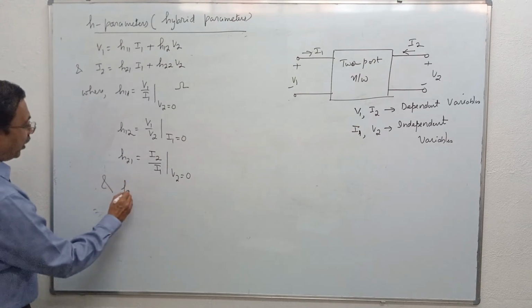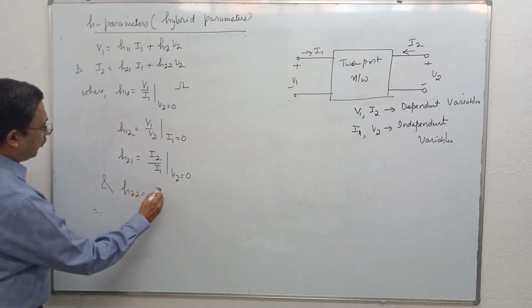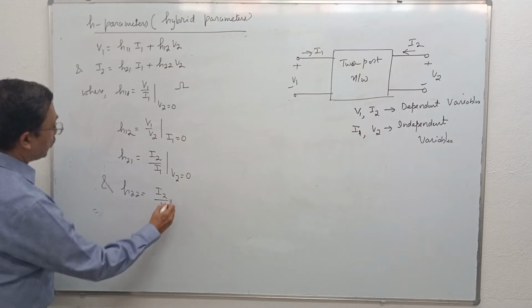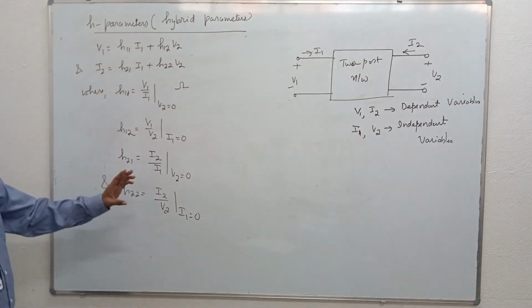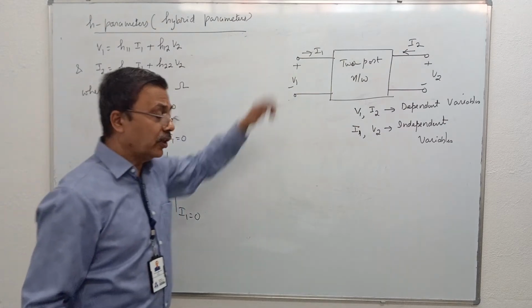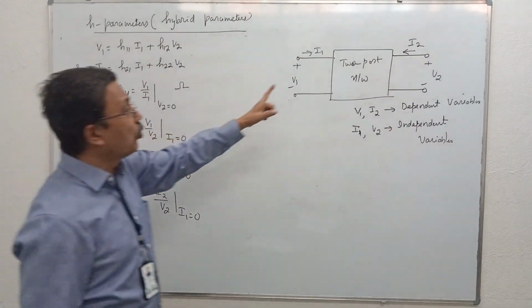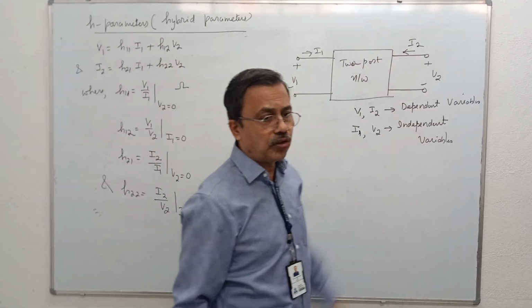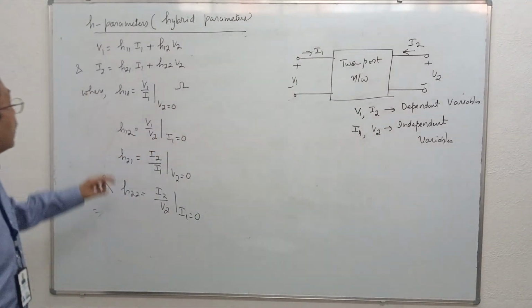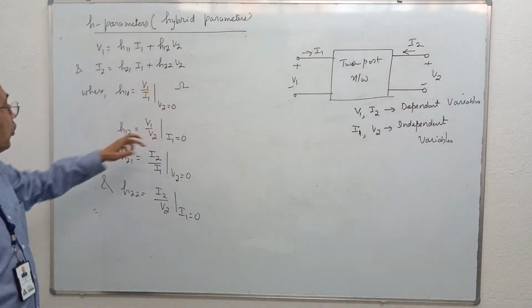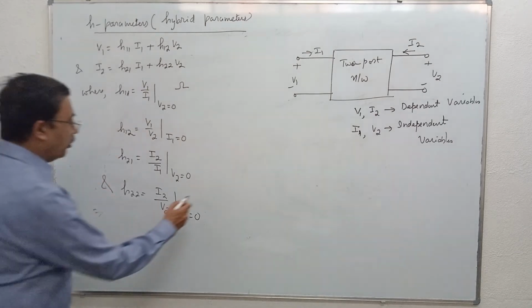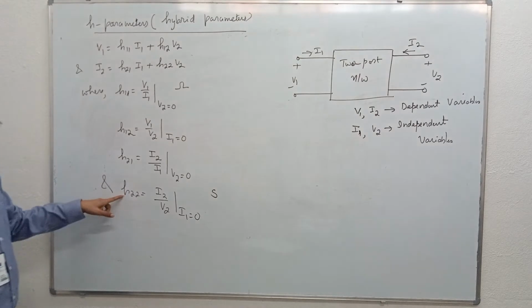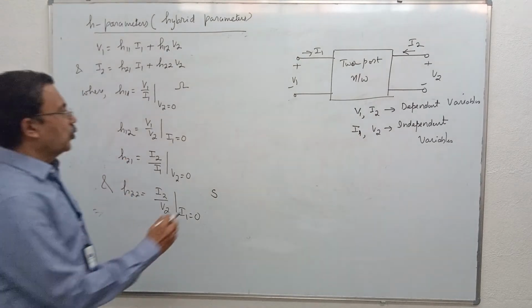And finally, H22 is equal to I2 by V2 with I1 equal to 0. To make I1 0, the input port has to be opened. To make V2 0, the output port has to be shorted. Correct? Unit of H11 is ohms, H12 and H21 are dimensionless. Unit of H22 is Siemens because H22 is the ratio of current to voltage. Correct?